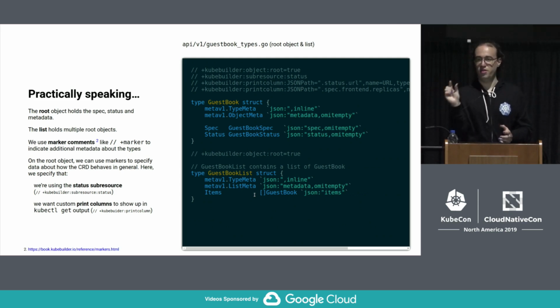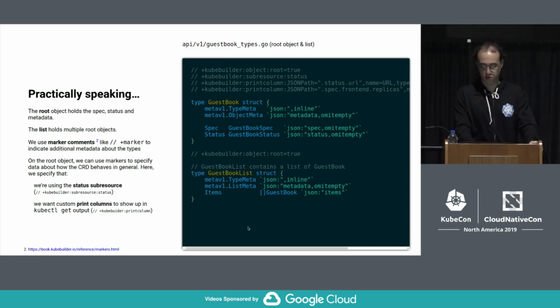That's the comment that begins with a plus. And then we also have print columns. Print columns are the way that we can get nice kubectl get output. So with core types, if I were to do kubectl get pods, I would see some nice columns that would show like node name and maybe pod IP and stuff like that. Status, whether or not it's running or terminated or in progress. The way we do that for CRDs is we add these print columns.